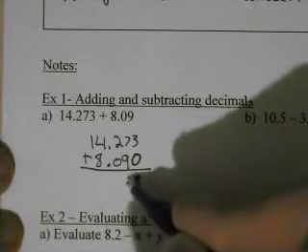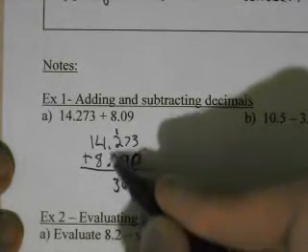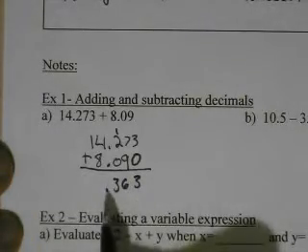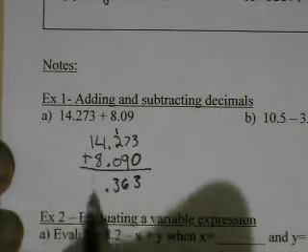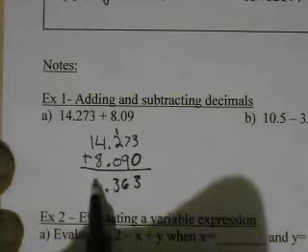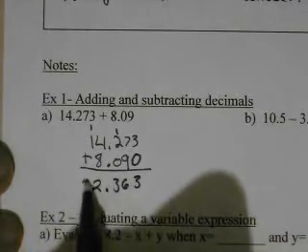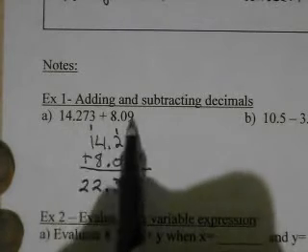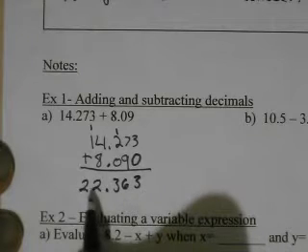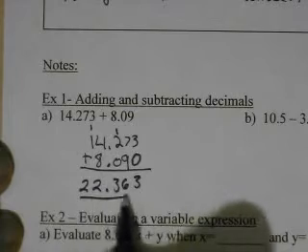7 plus 9 is 16. Carry the 1. 2 plus 1 is 3. The decimal still has to line up. Even in your answer, your decimal needs to be there. Continue adding. 8 plus 4 is 12. Carry the 1. And 1 plus 1 is 2. So when we added these two numbers together, we got an answer of 22.363, or 22 and 363 thousandths. That's another way to say it.